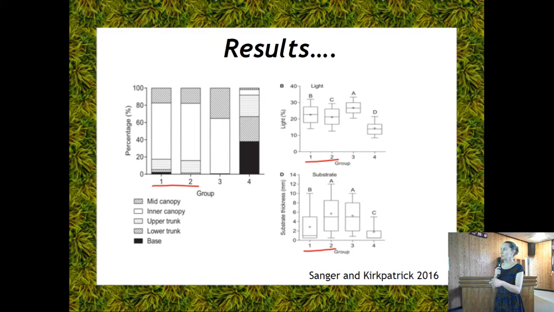Light was a lot higher in group 1, and substrate thickness was a lot lower. So this suggests that group 1 tends to be epiphytes that are more associated with dry conditions, because they have this higher light reading and also this lower substrate thickness. And remember that if you've got a thicker substrate, you have more access to water as well. So this was quite an interesting result, because we have two distinct epiphyte communities that are pretty much growing in the same zone.